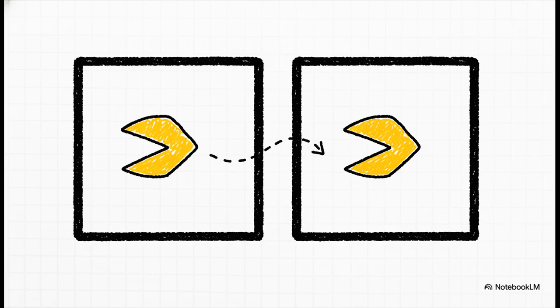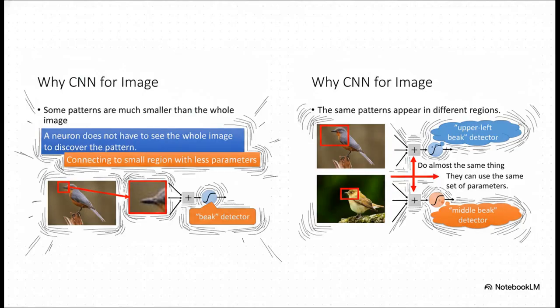The exact same patterns appear in different regions. A beak is still a beak, whether the bird is perched way up in the top left corner or sitting dead center. Its core visual characteristics don't change just because its GPS coordinates on the screen moved. And because of this rule, our network doesn't need to relearn what a beak looks like for every possible location. We can use the exact same detector, literally the exact same set of parameters, to find the beak in the upper left or the middle. Reusing these parameters saves a massive amount of processing power. It's a real game changer.